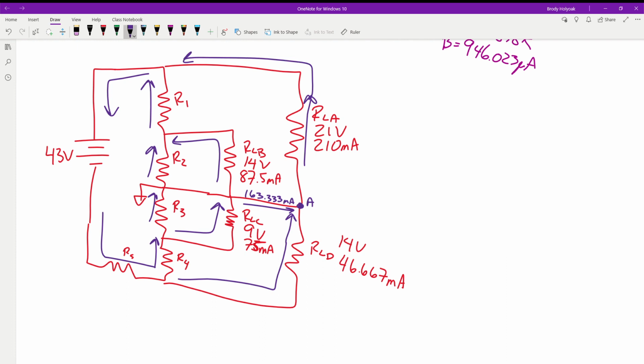Okay, any questions with A? Any issues with figuring that out? Okay, point B, we've got 87.5 leaving. We've got 163.333 milli leaving, and we've got 75 milli coming in. Again, just using Kirchhoff's current law. The amount of current going into a node has to equal the current leaving the node.